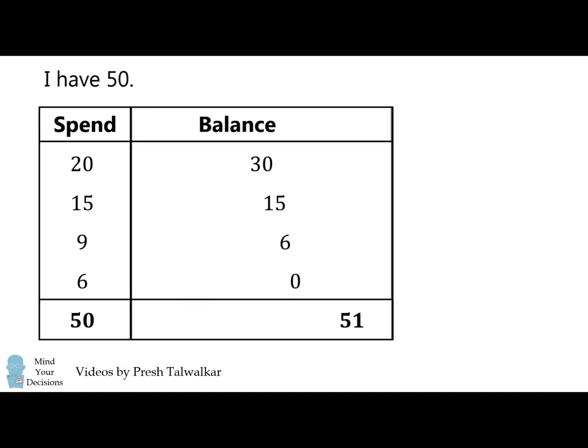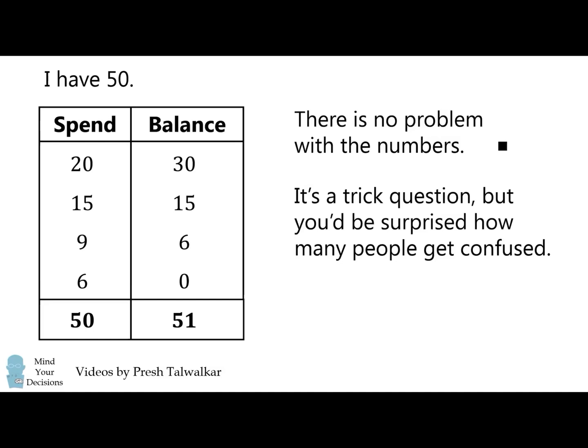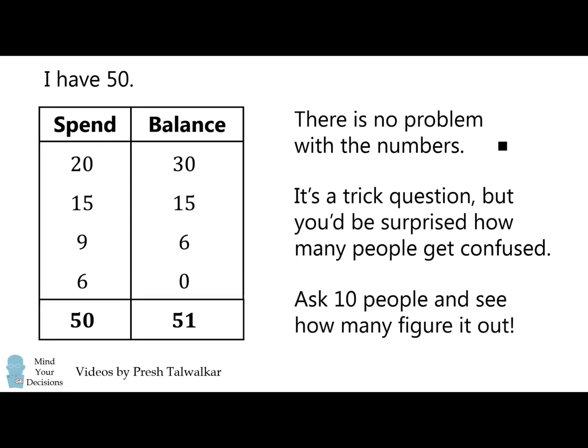So if we go back to the original table, it's completely correct and there's no problem with the numbers. It's just a trick question to compare the sum of these two columns, and you'd be surprised by how many people get confused. I challenge you to ask 10 people and see how many will figure it out. And it's okay if they're confused, because now you'll be able to explain why the 50 and 51 are not equal to each other.